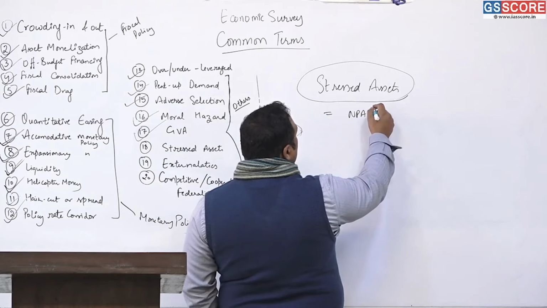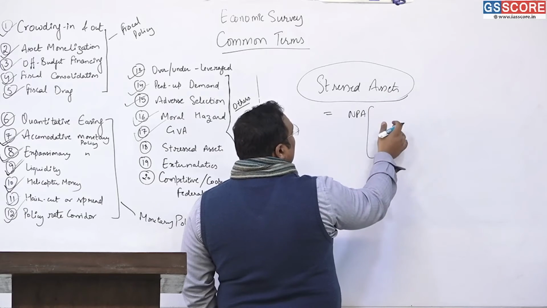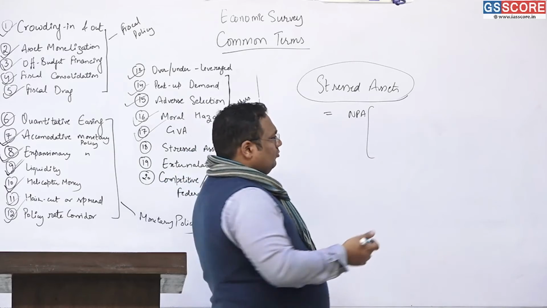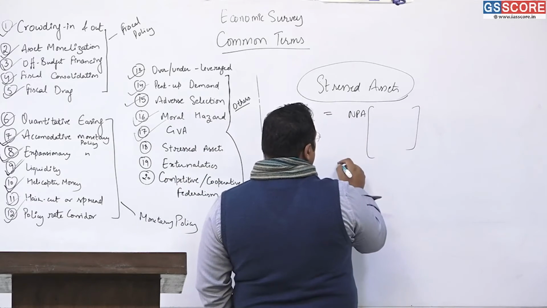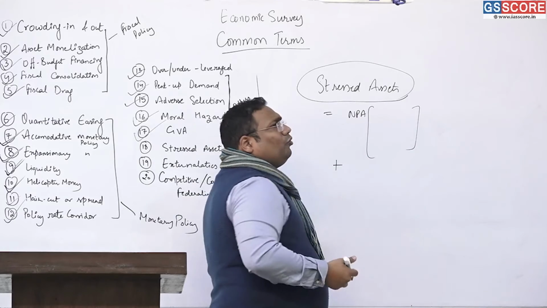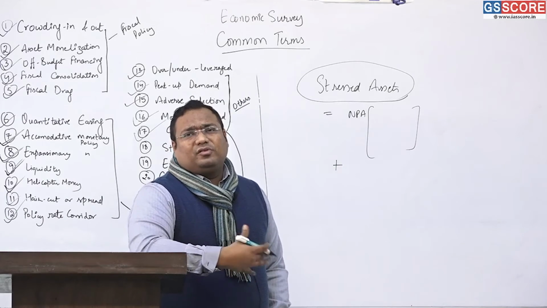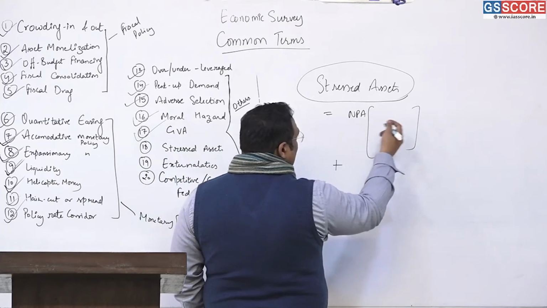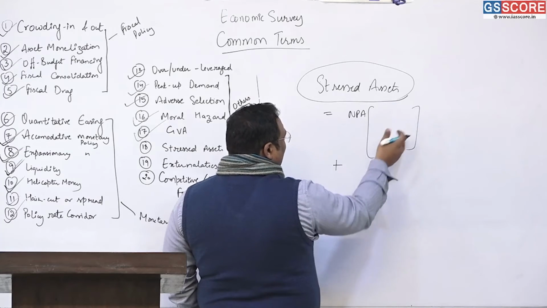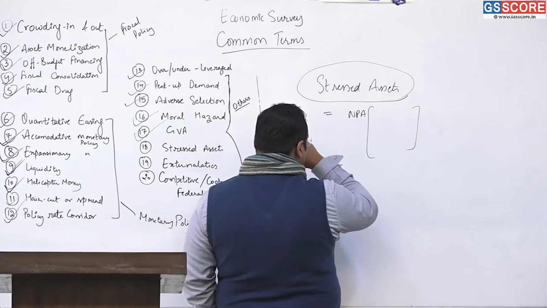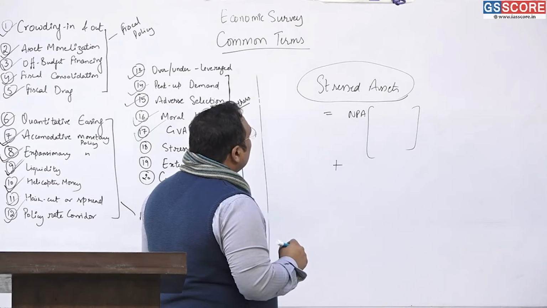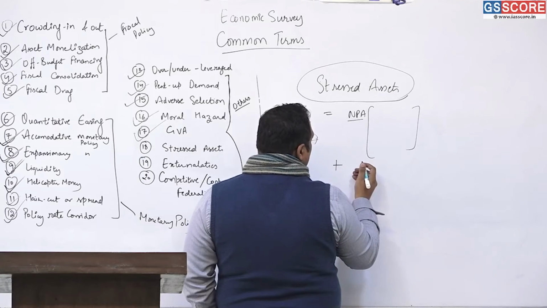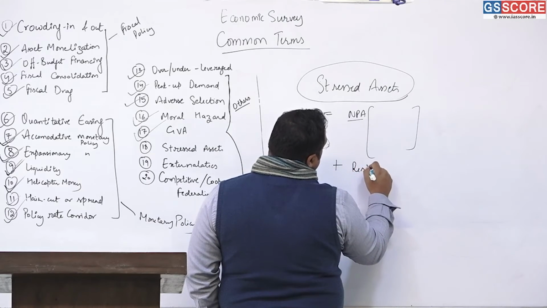So NPAs themselves can include a particular list. Within the NPA category we have a few of them. Then apart from NPA, what else do we include in the stressed assets? I will talk about the NPA categories also. Let me first complete this. Apart from NPA, what we include in stressed assets is the restructured assets.